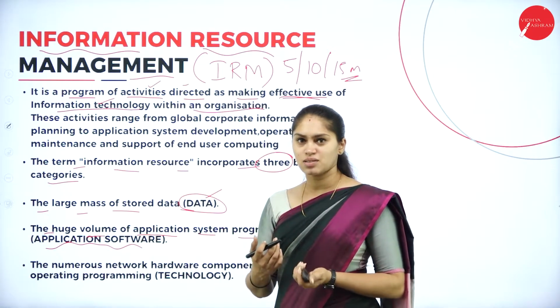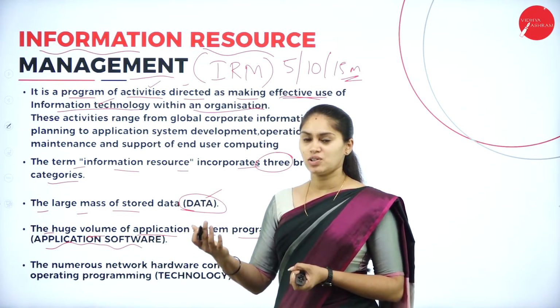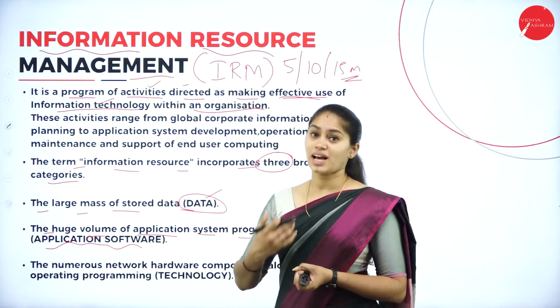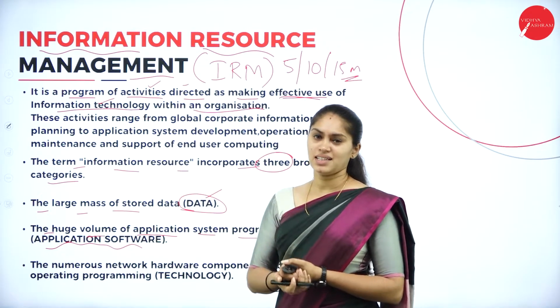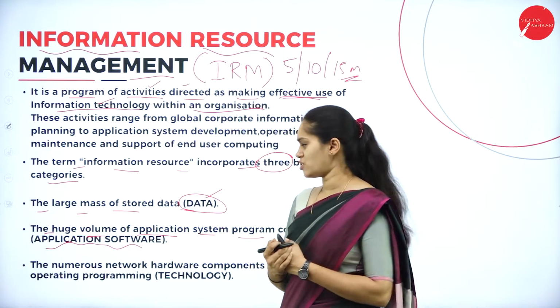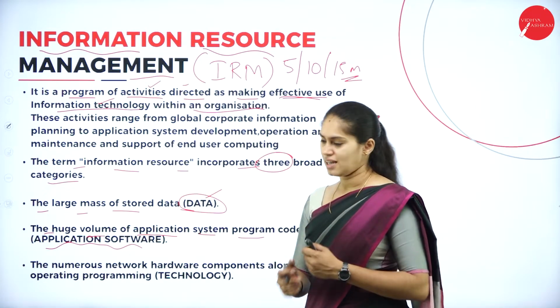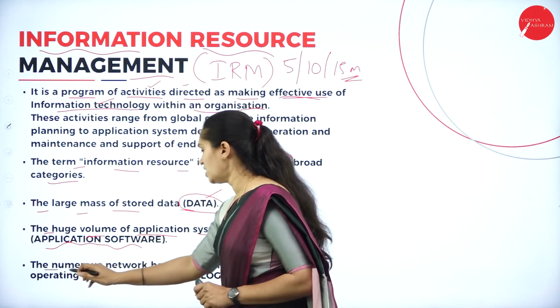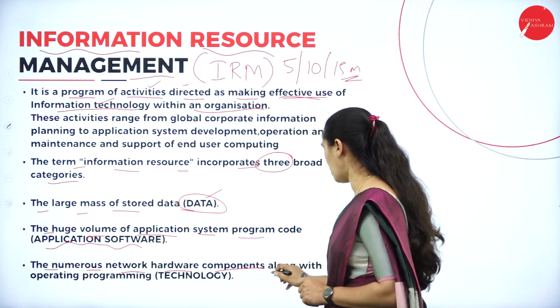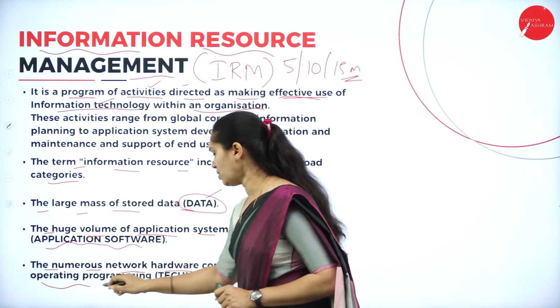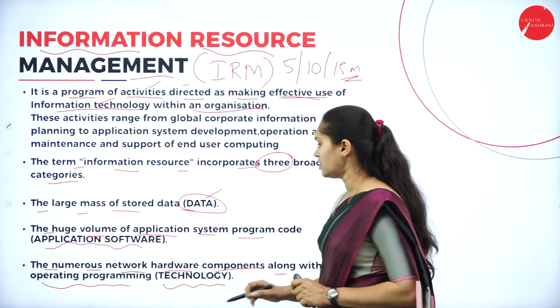If it is more specific and objective than subjective, then it will be easy to make a business decision. So this application software is going to perform a particular task. Next, we have numerous network hardware components along with the operating programming, so that will be termed technology.